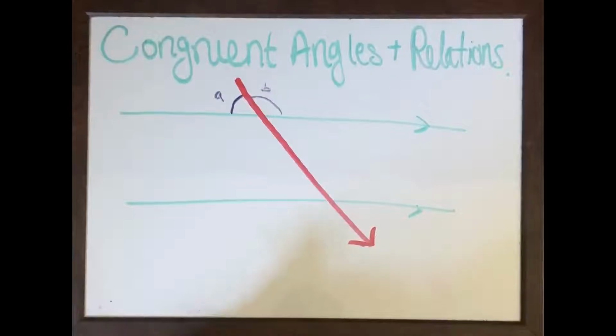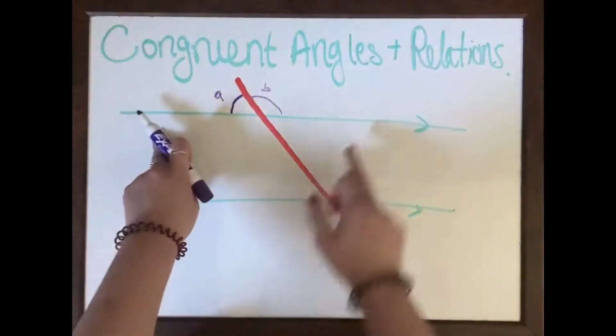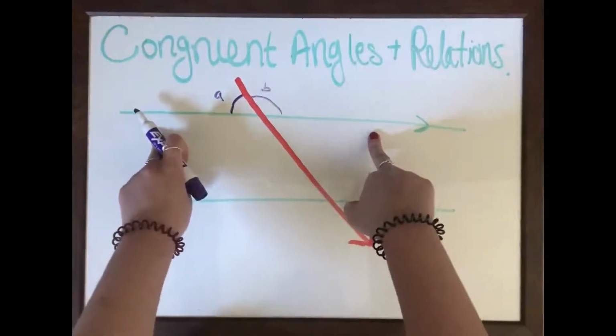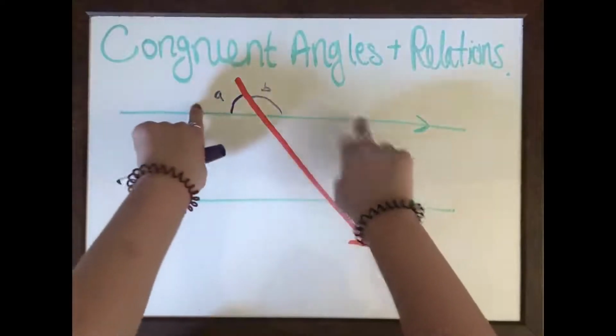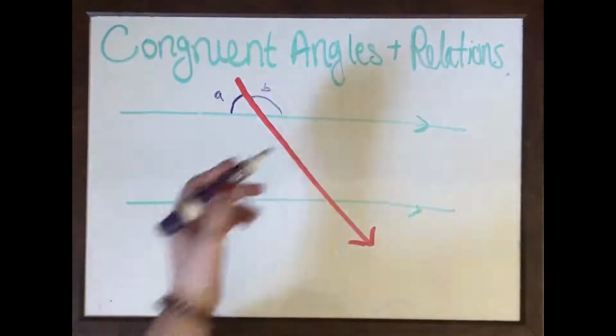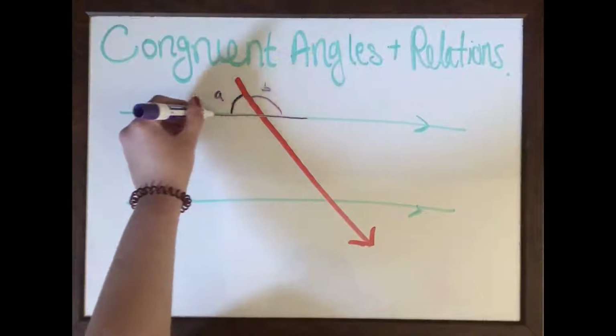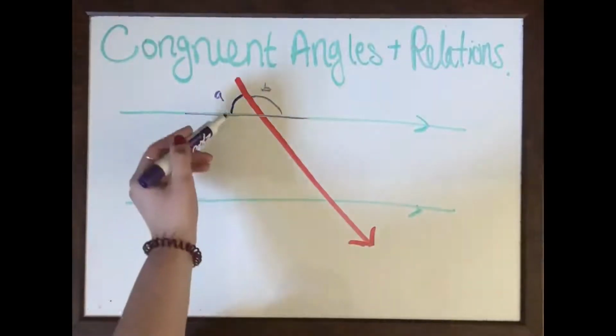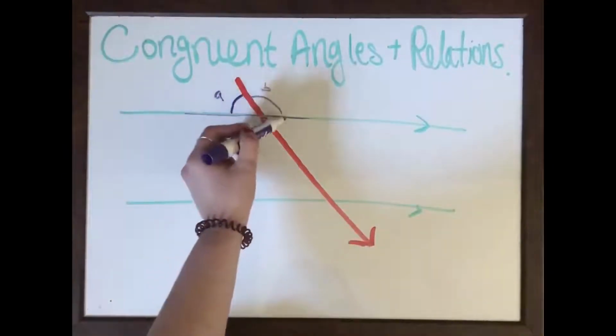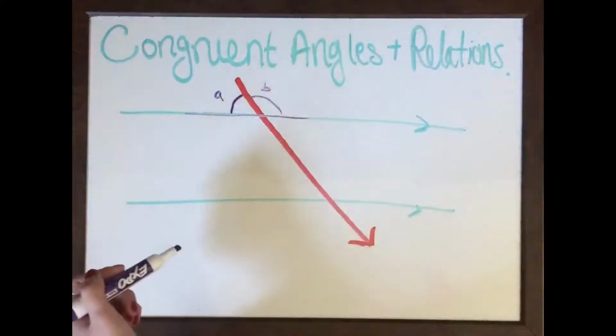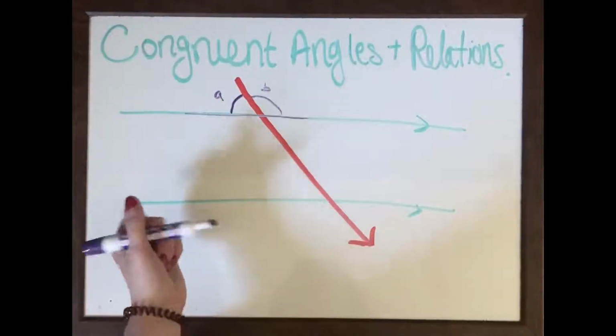And something that we know is that A and B are supplementary angles, meaning that they add together to be 180, because this line here is 180. So this angle plus this angle must be 180 because it has to add up to 180.